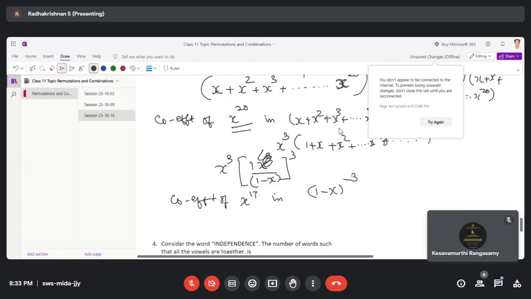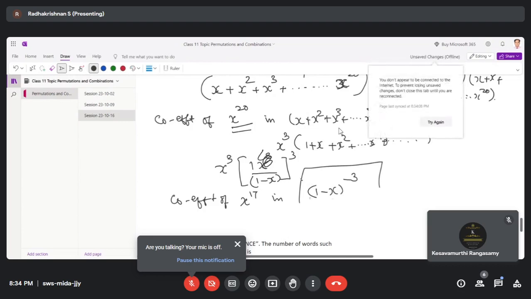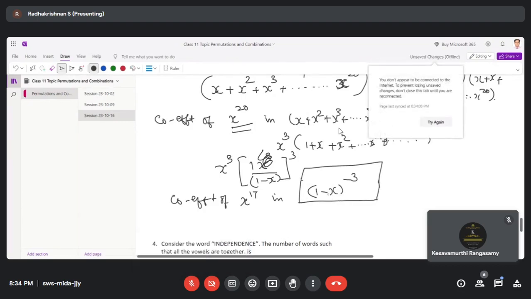In this expansion, 1 minus x whole to the power of minus 3, because 1 by 1 minus x is 1 minus x to the power of minus 1. So we have a binomial expansion for this. You would have seen binomial expansion for 1 minus x to the power of plus 3, plus 4. But there is also a binomial expansion for 1 minus x to the power of minus 3 and so on. In that expansion, if we can get the coefficient of x power 17, that is the answer we need.